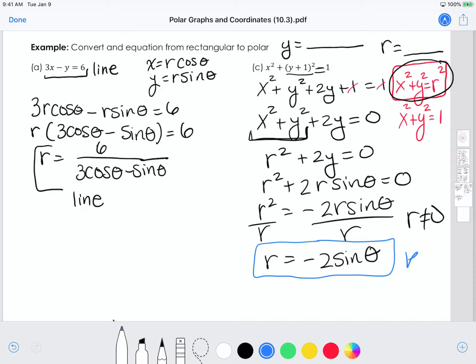So if I graph this, or if I graph the rectangular form, I should get the same picture. It's just written in two different forms. And this is the equation of a circle.